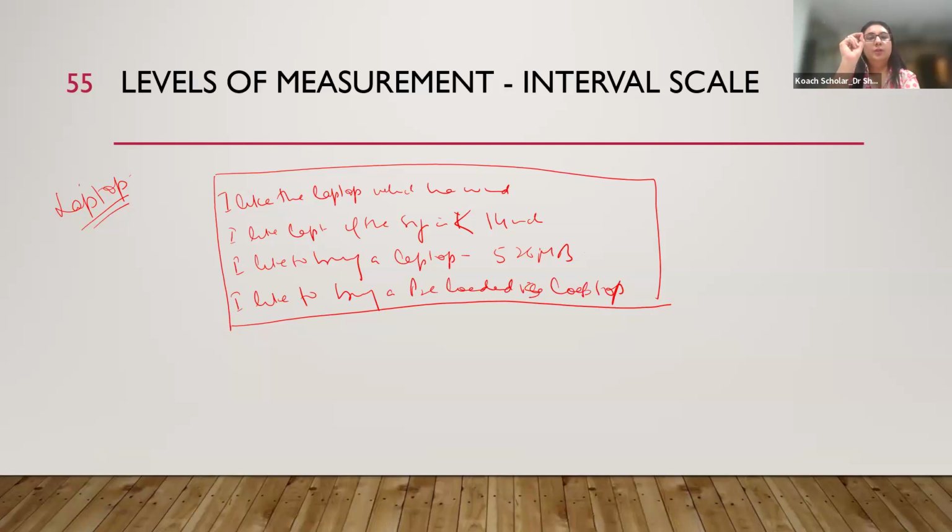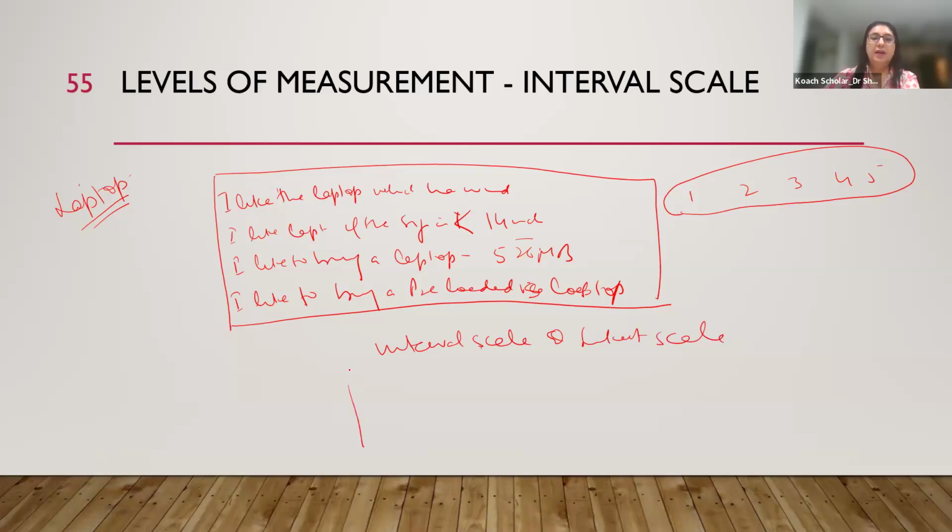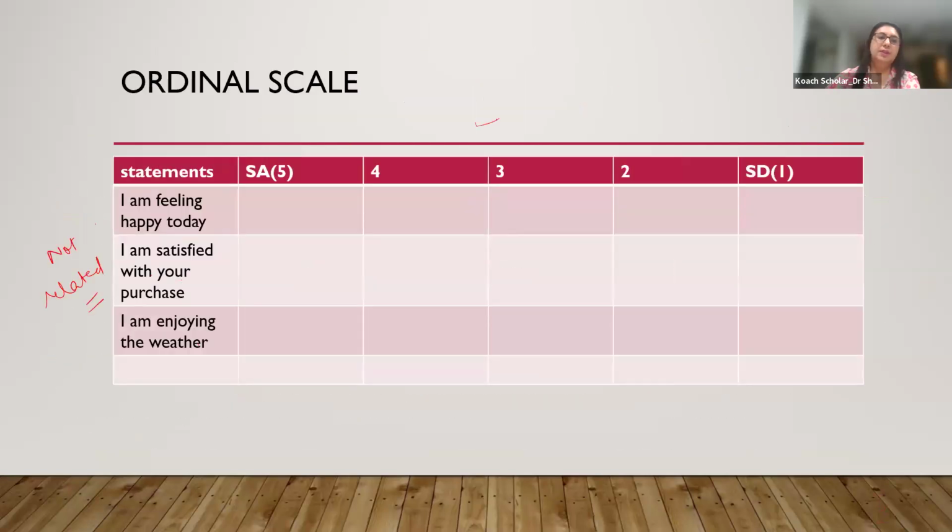I am talking of a single thing. All my items are associated with each other, isn't it? आई एम टॉकिंग ऑफ अ लैपटॉप एंड लैपटॉप की ही कैरेक्टरिस्टिक्स की बात कर रही हूँ. And I measure them on a scale of 1, 2, 3, 4, 5. So when I measure them on a scale of 1 to 5, and I have all associated items, then it is an interval scale. But if I have, the way I have shown here in this ordinal scale, items are not related to each other, but they are being measured on a 5-point scale. Is that clear?